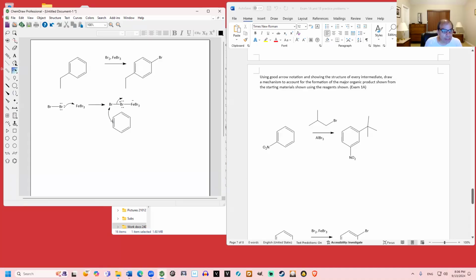This arrow here means that we're using the electrons in the pi bond. The electrons remain attached to this carbon and break away from this carbon. So the carbon on the bottom is going to have the plus charge. That means we want to be sure that our ethyl group goes para to where the bromine's going to wind up, because in the major product, we would expect para substitution.